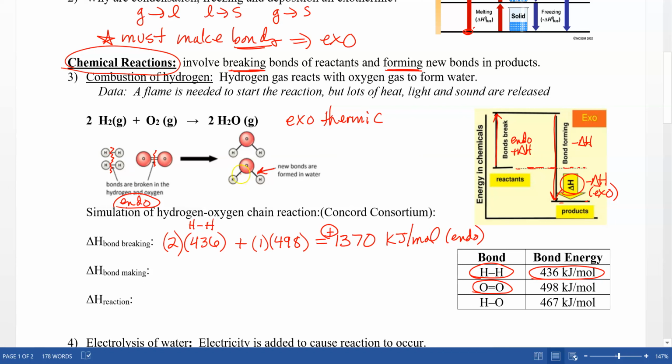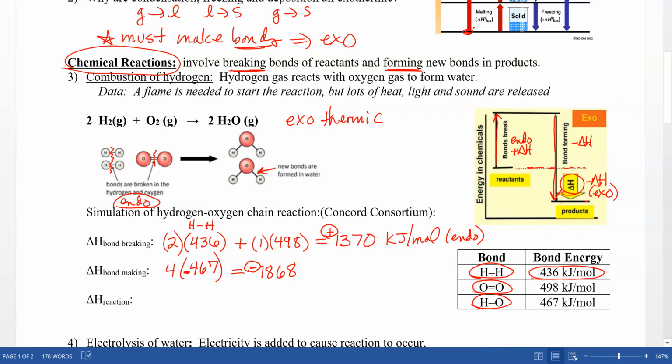So now we're going to make the bonds that we need. And obviously we're going to make hydrogen to oxygen single bonds, and we're going to need 4 of those. The hydrogen oxygen single bonds are 467. So we're going to do 4 times 467, and you will get 1868. Now, we are making the bonds here, and so we need to change this and make it negative. We need it to be exothermic. So I'm going to put in the negative in front of there, kilojoules per mole.